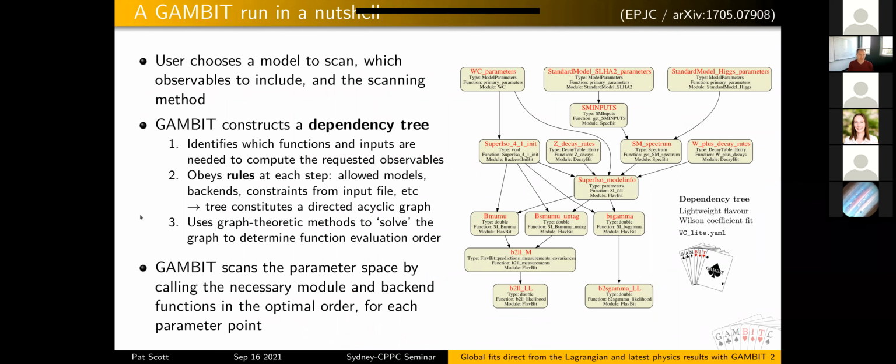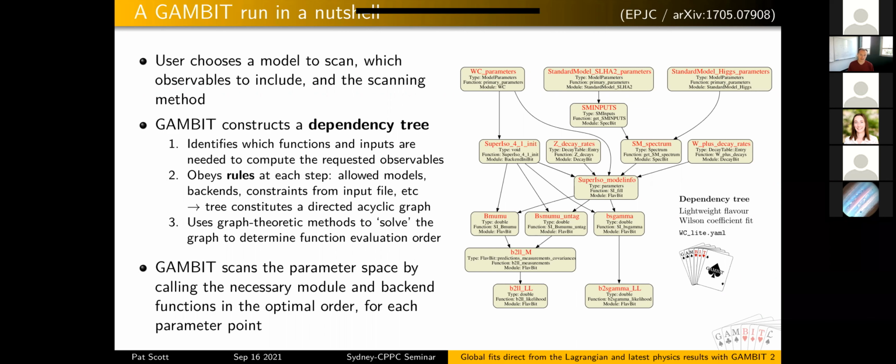So when you actually fire up GAMBIT and say, I'm going to do a scan of model X, what you need to do is to tell it what model you're going to scan and what the experiments are that you want to use to constrain that model. Once you do that, GAMBIT basically goes off and looks at this big database it's got of all the different module functions, turns off the ones that are not compatible with the model that you said you're going to scan, and then it goes and looks for functions that are able to calculate the things that you said you want to use to constrain your theory. So the values of the experimental observables and the likelihoods that you want to use in your fit.